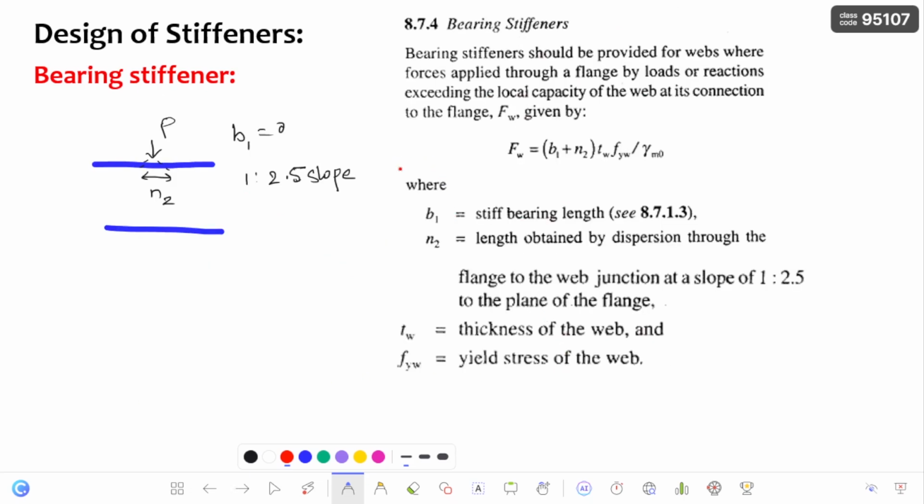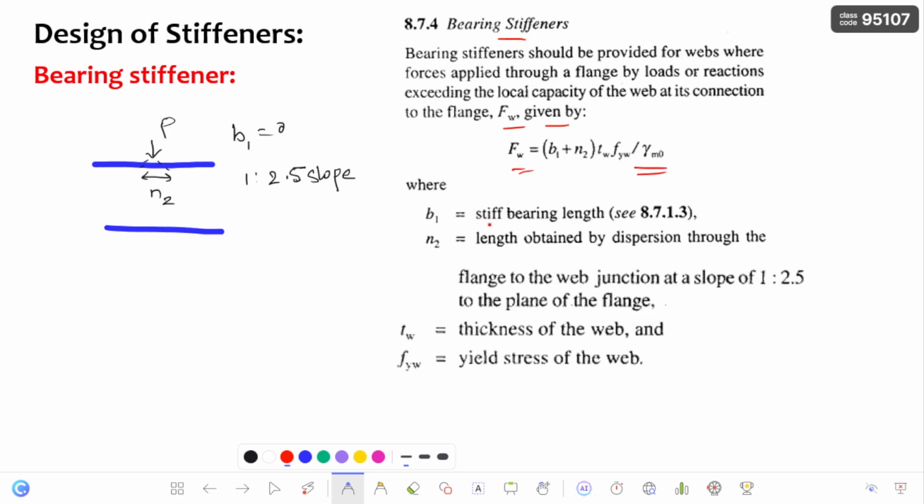Next, coming to the other codal provision, this is regarding the bearing stiffeners. Bearing stiffeners should be provided for webs where forces applied through a flange by loads or reactions exceeding the local capacity of the web at its connection onto the flange, Fw, given by. So whenever the external load is acting on the plate girder, when it does not have the sufficient capacity to bear such high concentrated loads, at those locations we have to provide the bearing stiffeners. So the bearing capacity of the web is calculated using this formula, that is Fw is nothing but B1 plus N2 into thickness of web into FIW by gamma MO.